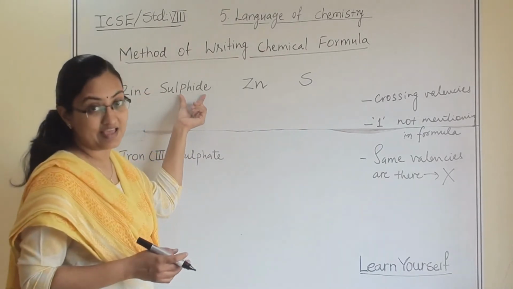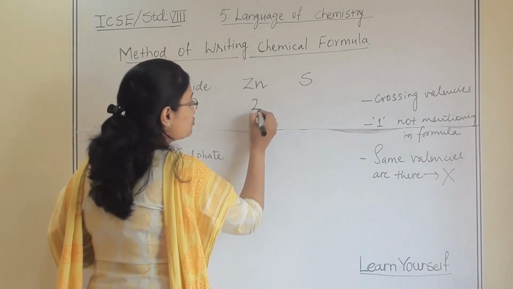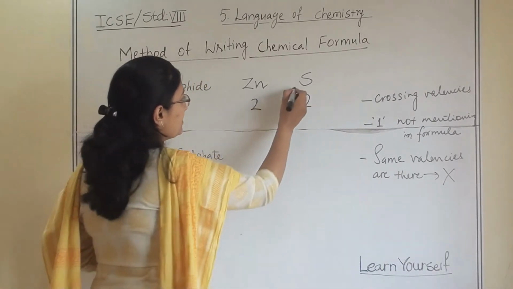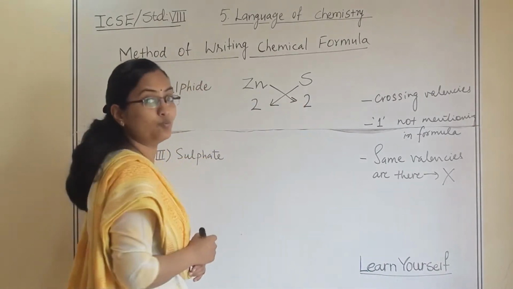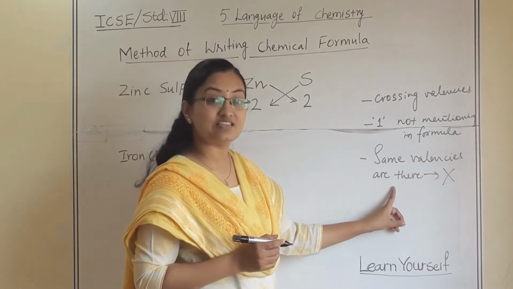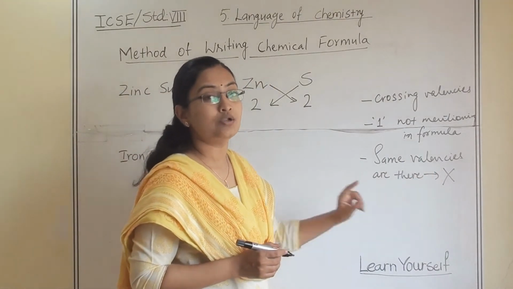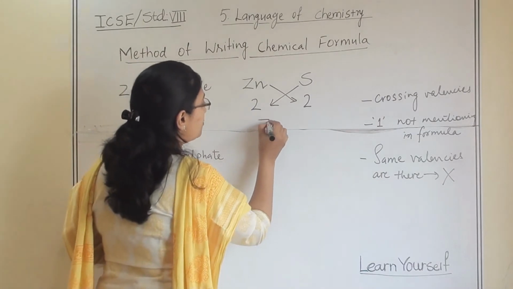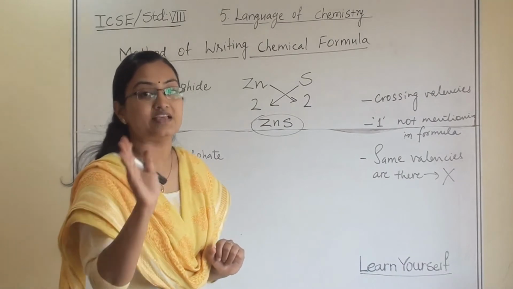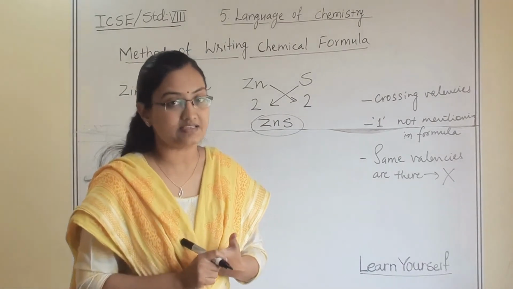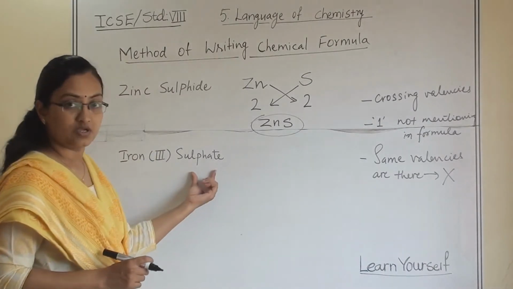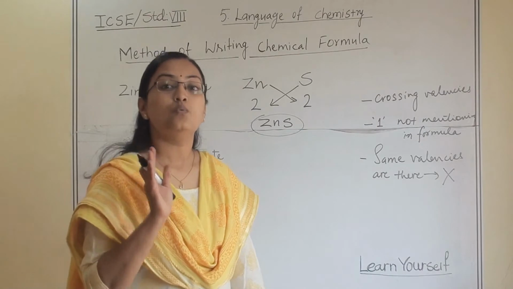So this is zinc and this is sulfide. Sulfide means S. So zinc's valency is 2 and sulfide valency is also 2. So we are crisscrossing these valencies. But as per our third rule, if both are having the same valency, then we are not mentioning it. So our compound will be ZnS and not Zn2S2. It will be ZnS. Then second, iron 3 sulfate. We know that iron shows variable valency.